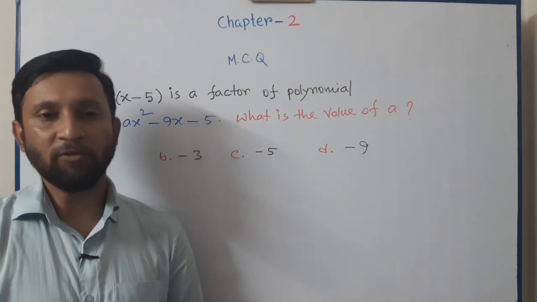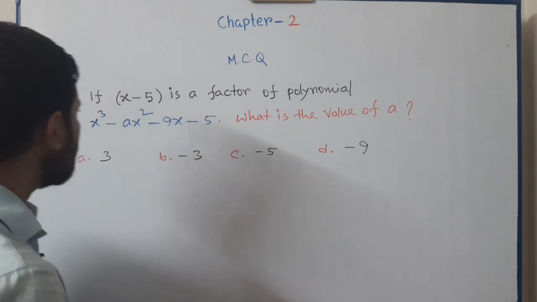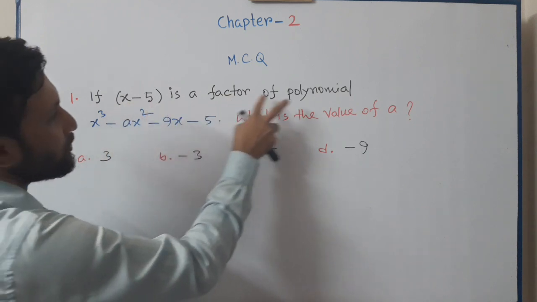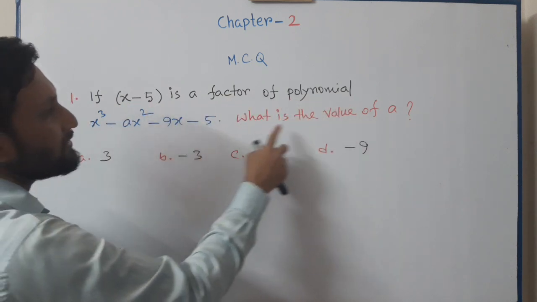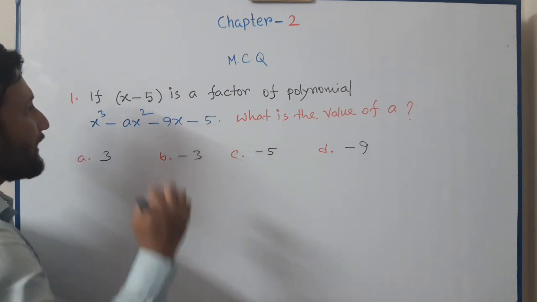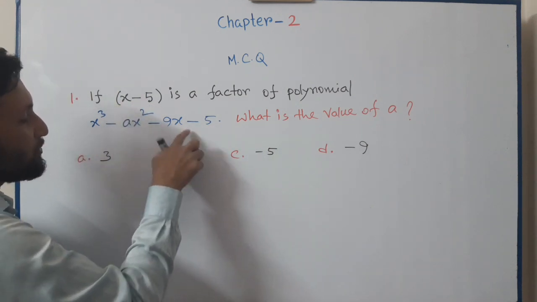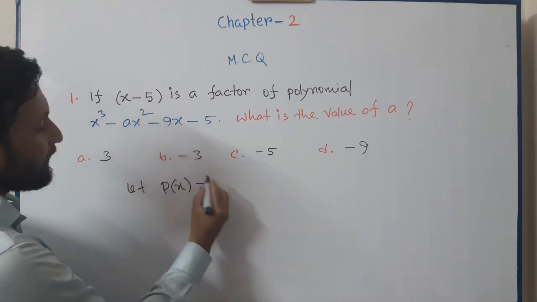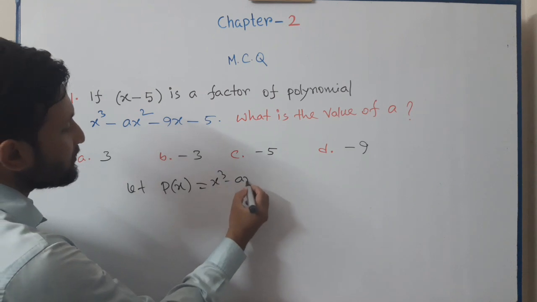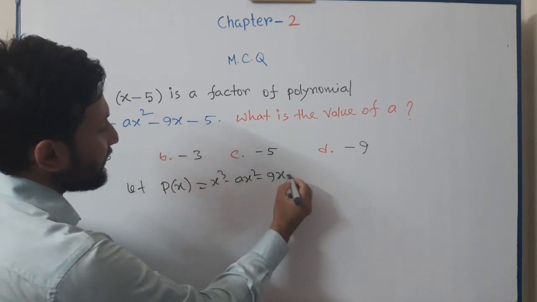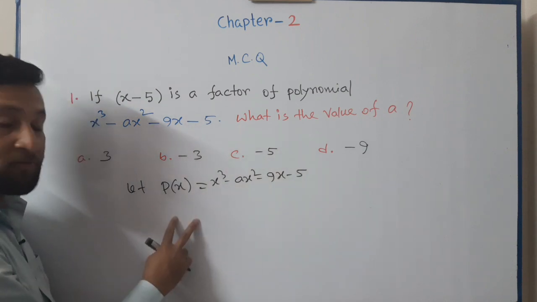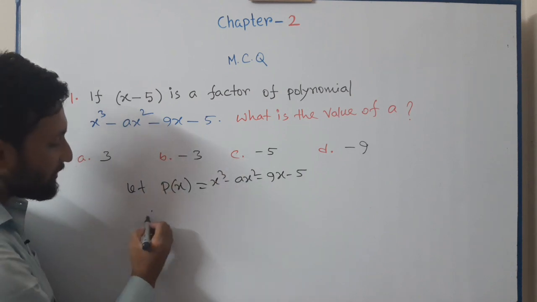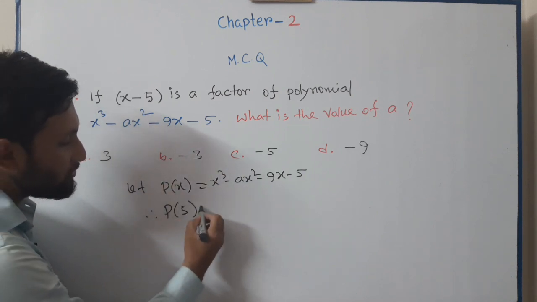Dear students, now MCQ part. Here see the first MCQ question. The question is, if x minus 5 is a factor of this polynomial, then what is the value of a? So let the polynomial p of x be x cube minus a x square minus 9x minus 5. By using the factor theorem, if x minus 5 is a factor of this polynomial, we can say that p of 5 equal to 0.